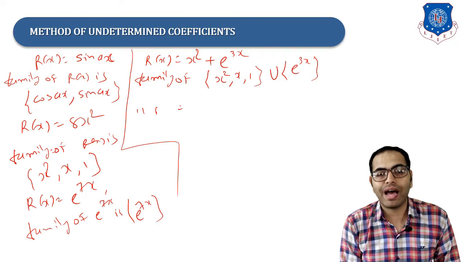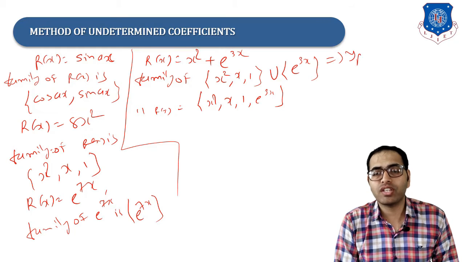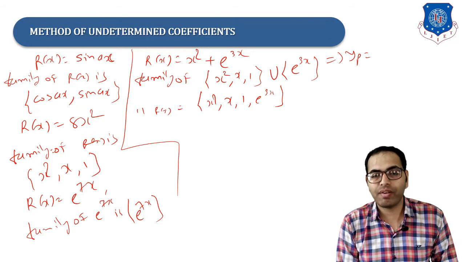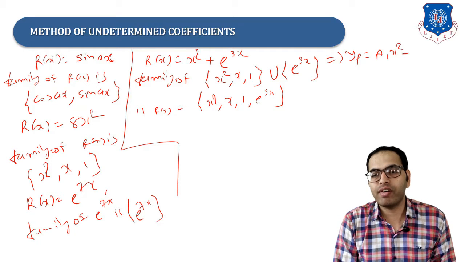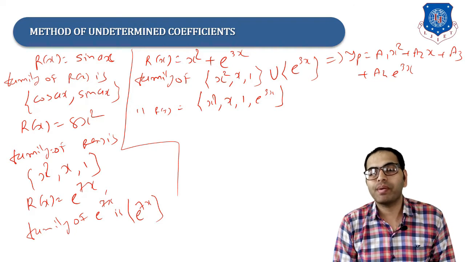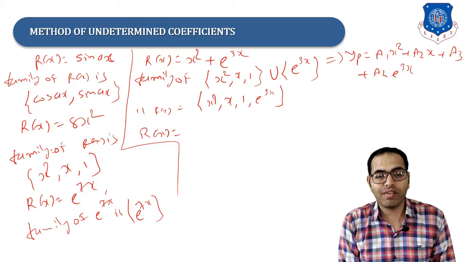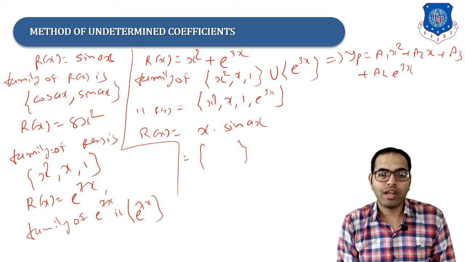Then the total family of r(x) is x², x, 1 and e^(3x). Now we just find the linear combination equation. Then yp is equal to whatever family member is multiplied with a, b, c, d, otherwise a1, a2, a3, a4. Then yp = a1x² + a2x + a3 + a4e^(3x), where a1, a2, a3, a4 are undetermined coefficients.